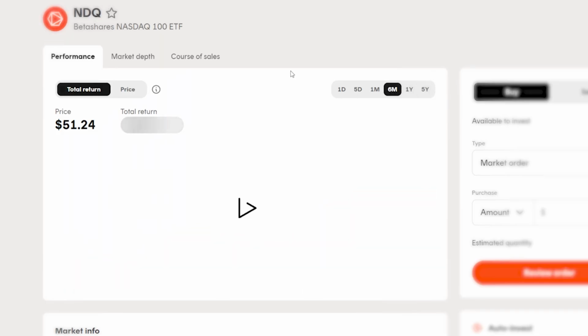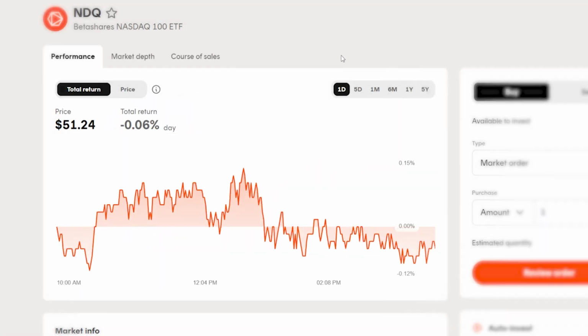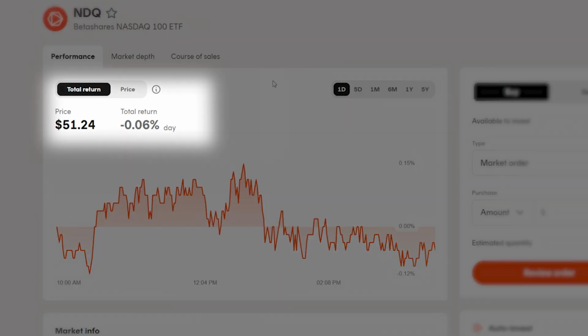6 months return is 17.55%. The last day return for this ETF has been negative 0.06%. So we can filter this based on time periods to see the performance over time. Now, something to note with this ETF is the fact that it has been around for longer than 5 years. It's been around, I think, since 2015, but BetaShares have decided to just make it all standardized and put it up until 5 years as the max term, which is exactly why you need to do your own research when looking at which ETFs to buy.